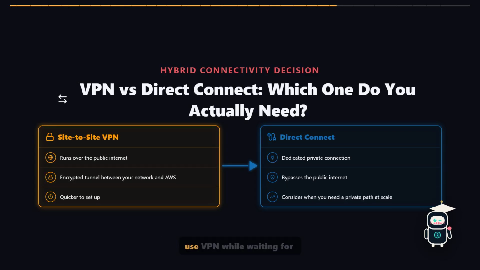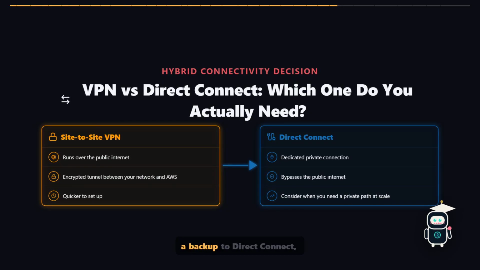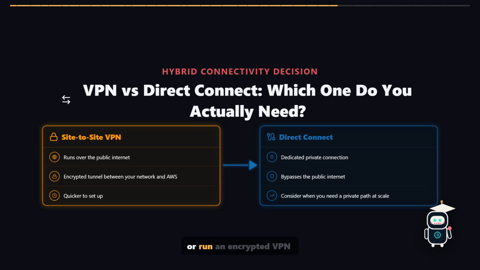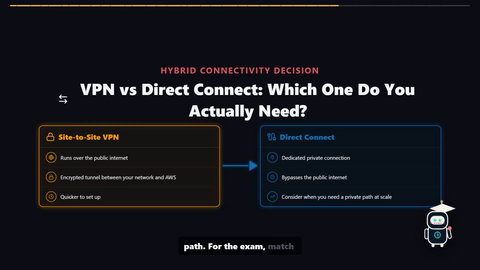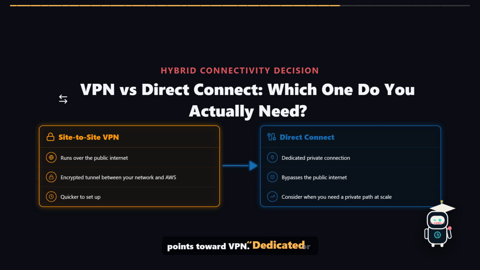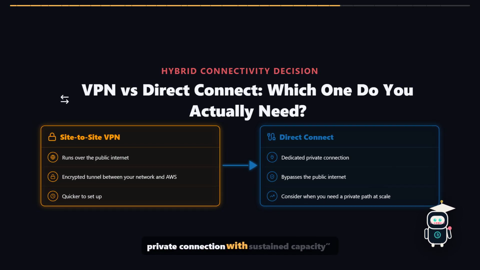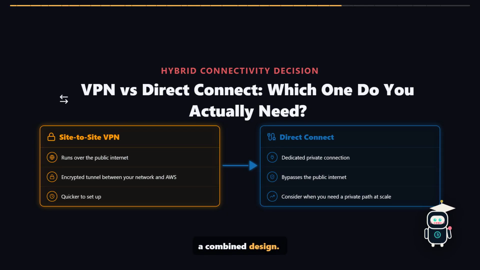A company may use VPN while waiting for Direct Connect, use VPN as a backup to Direct Connect, or run an encrypted VPN overlay over the Direct Connect path. For the exam, match every requirement. Fast and encrypted points toward VPN. Dedicated or private connection with sustained capacity points toward Direct Connect. Private path plus encryption points toward a combined design.